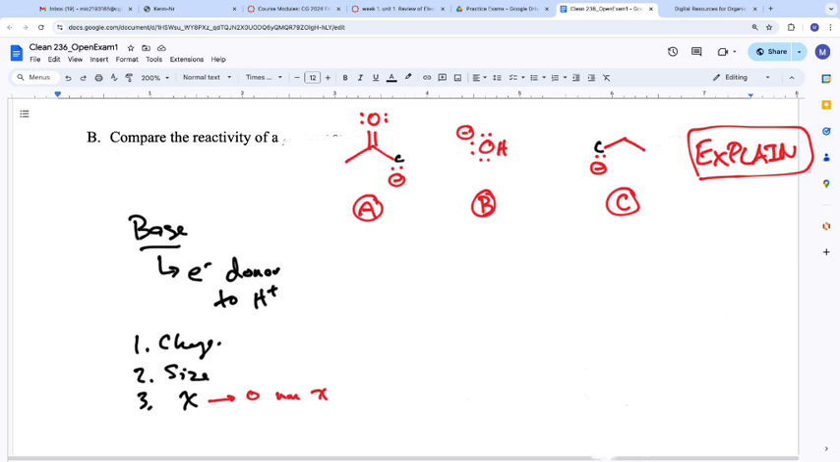What does the base need to do? Donate some electrons. Right? So if oxygen is more electronegative, it's less likely to share those electrons. So we could go through and put oxygen down there at the bottom based off of electronegativity. We still haven't defined the carbons, so what can we do?